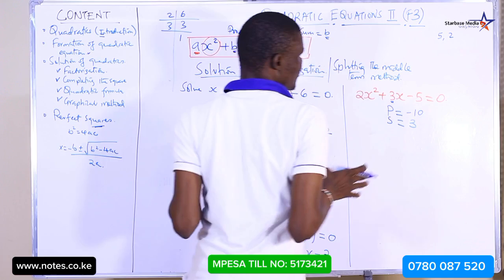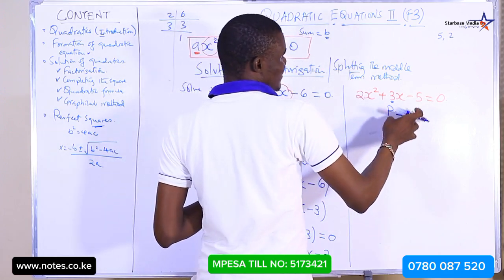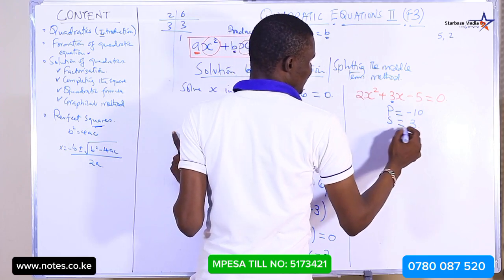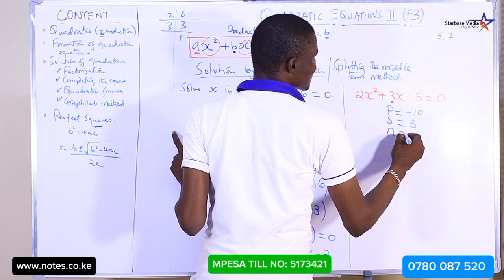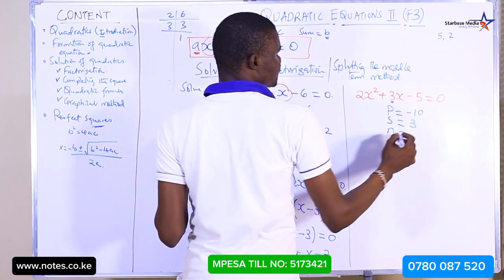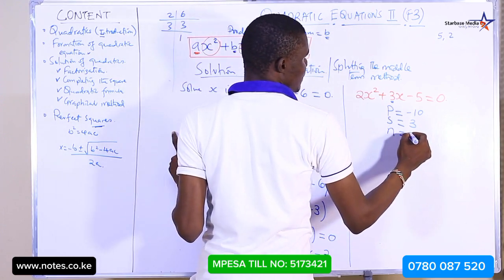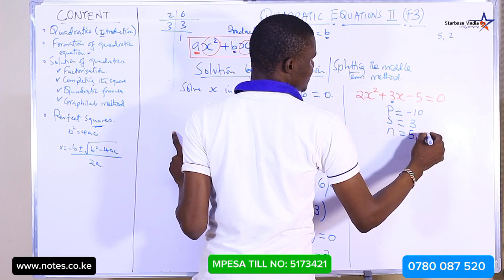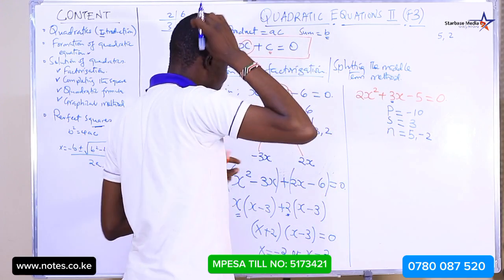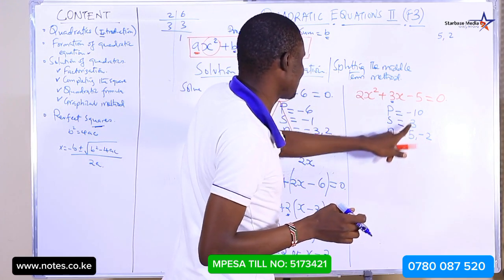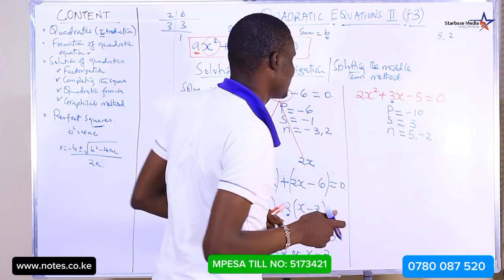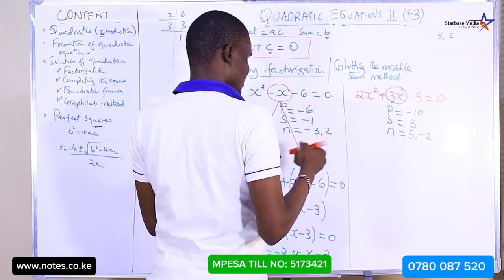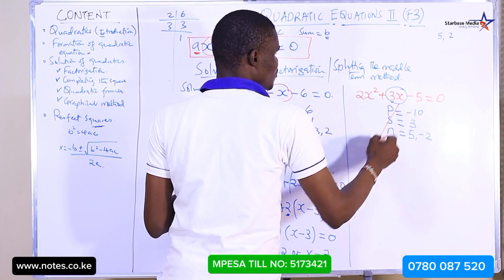How do you arrange them so that when you multiply them, you get negative 10, and when you add, you get 3? So you're going to say your numbers are negative 2 and 5. Because if I multiply, I'm going to get negative 10. If I add, I'm going to get 3. Then I split the middle term. Class, you split the middle term. You break it into 2.